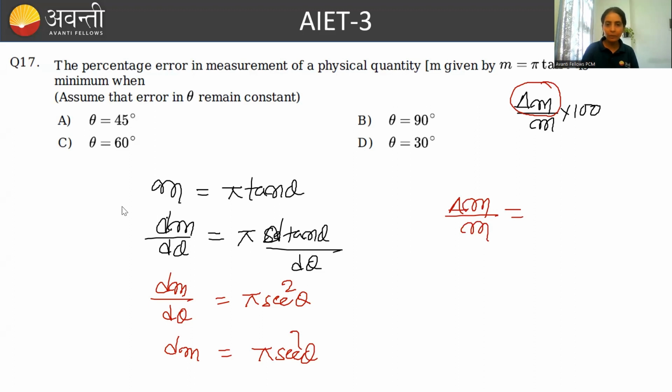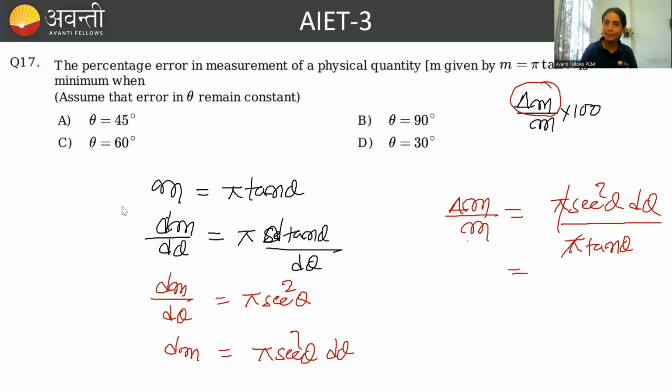So delta m is pi sec square theta d theta, divided by m. M value is how much? Pi tan theta. So this is pi tan theta. If you solve it, this is sec square theta, so this is 1 by cos square theta. Tan theta can be written as sin theta by cos theta. And here it is d theta.